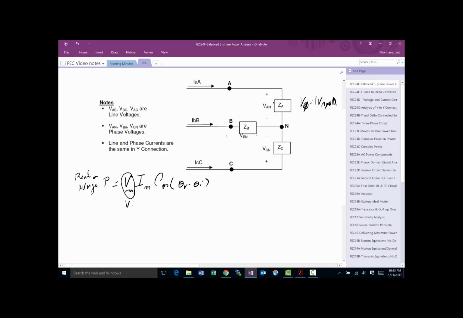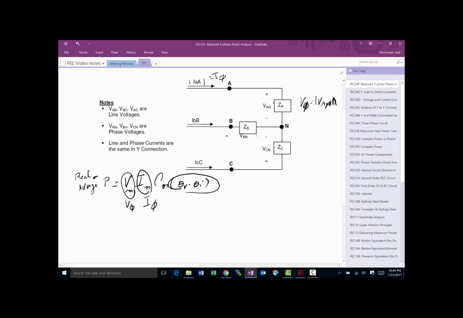So we can replace this by V phi, and then when we take a look at Im, this is the line current and line voltage in the case of Y. So their magnitude will also be I of phi. Therefore we can replace that with I of phi regardless of which one we are calculating. And then the angles really depend on which phase we are looking at.